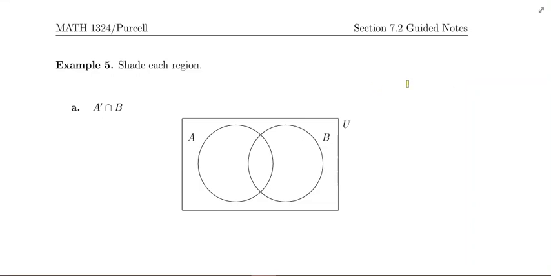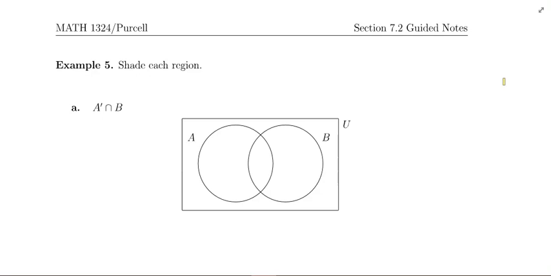You are given a Venn diagram. You see the universe there in the rectangle, and you have sets A and B as part of the universe. You are asked to shade in the portion of the Venn diagram represented by A complement intersected with B. To do this, I am going to color code here.